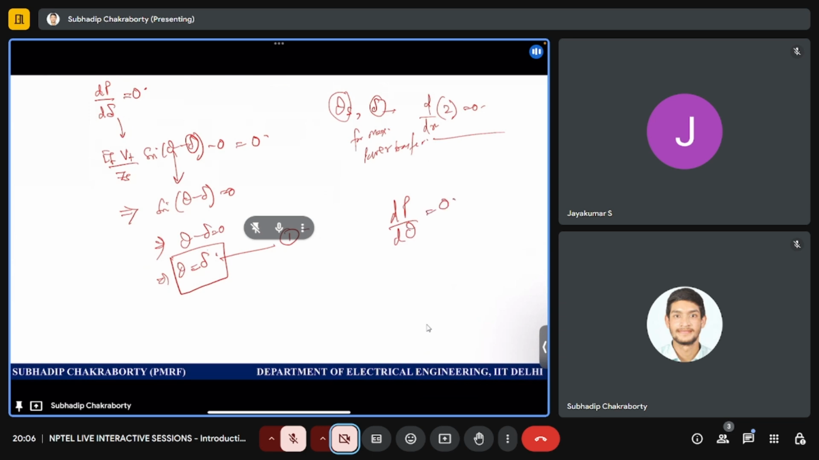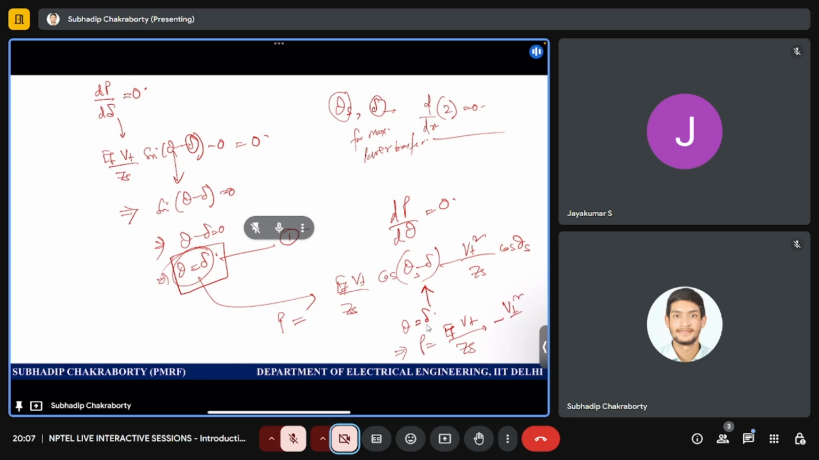Now let us put theta equal to delta in the original equation. Like that also you can do. P is EF VT by ZS cos theta minus delta minus VT square by ZS cos theta S. Here if you put theta equal to delta, then what will you get? P is EF VT by ZS minus VT square by ZS cos theta S. Now what will be the value of theta S so that this power becomes maximum?